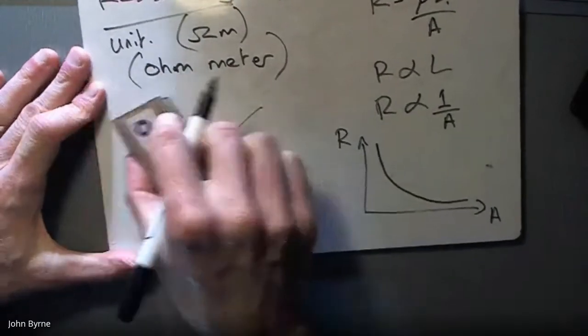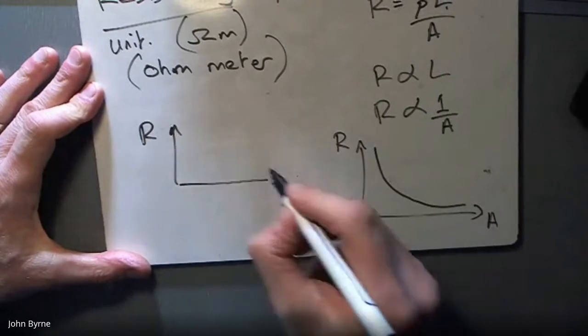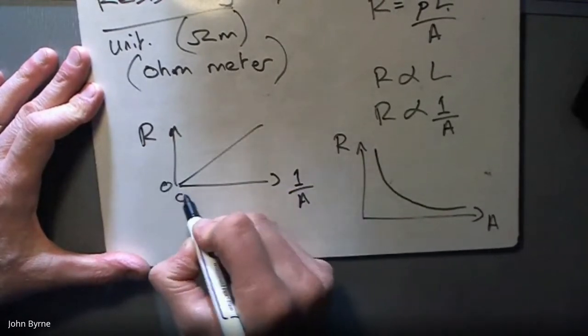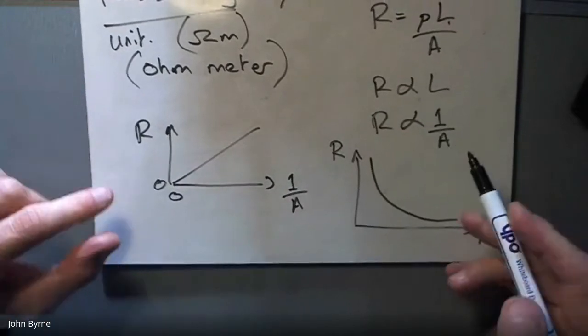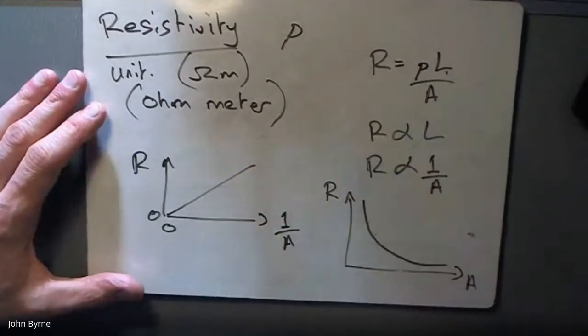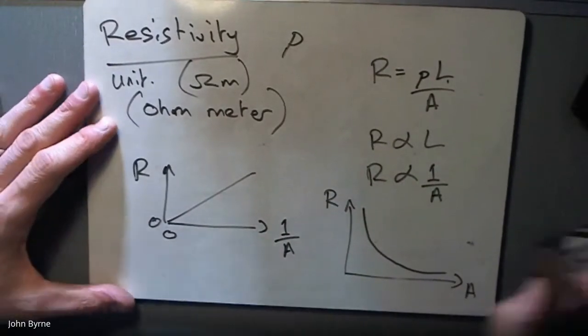Yeah, that's fine. If we wanted to, we could then plot resistance against 1 over the area, and then we would get a straight line through 0, 0 for a fixed given resistivity. But these relationships relate to that equation. All right, next one.